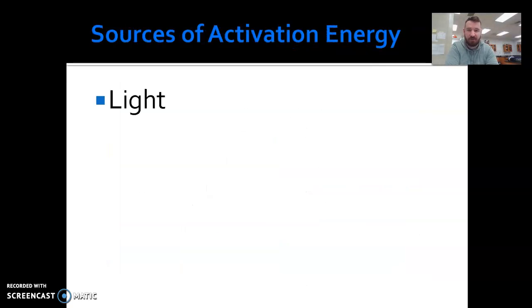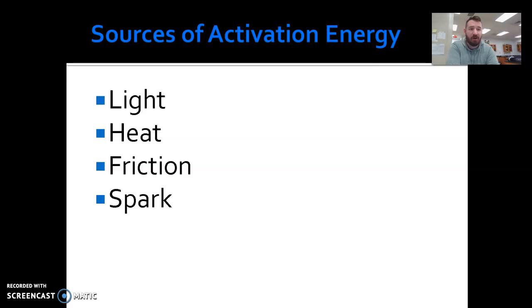This starts at the bottom of page 26. So our first source of activation energy would be light. A good example of this would be hydrogen peroxide. That's why hydrogen peroxide is always in those dark brown bottles, because we don't want the light to get into it. If you turn to page 27, we'll continue our notes. So other sources of activation energy would be heat, friction, or a spark. All of these can activate a chemical reaction.